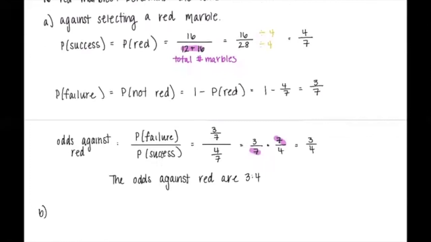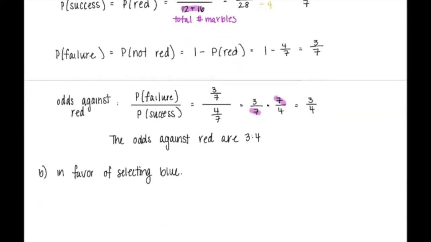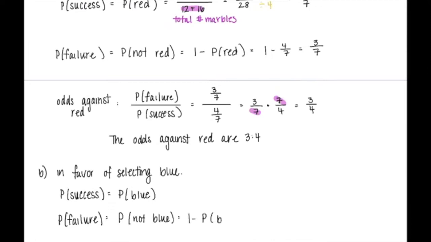We could do the odds in favor of selecting a red, but instead I'm going to do the odds in favor of selecting blue. Which is really the same thing as the odds against selecting red, because if you don't select red, you're going to select blue. So we want our success to be the probability of getting blue, and our failure is the probability of not blue, which again is 1 minus the probability of getting a blue marble.